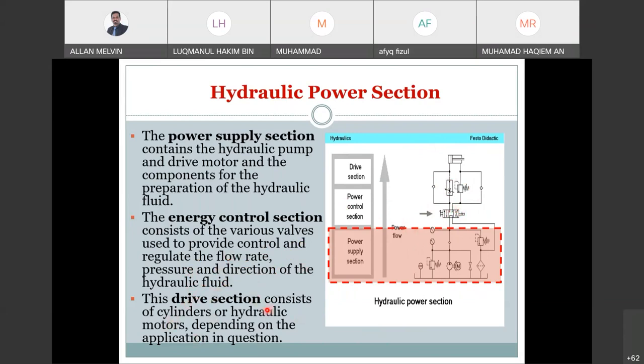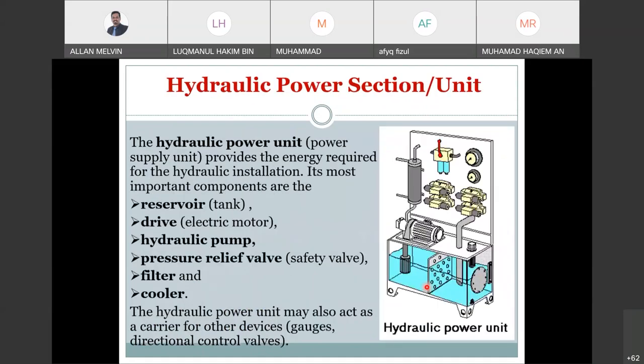Okay, the drive section consists of cylinders. The upper one, or the power section, consists of cylinders or hydraulic motors. So it depends on the application, whether it's linear or rotary. If it's a motor, it rotates, depending on the application. Yeah, so this is the hydraulic power section or unit.